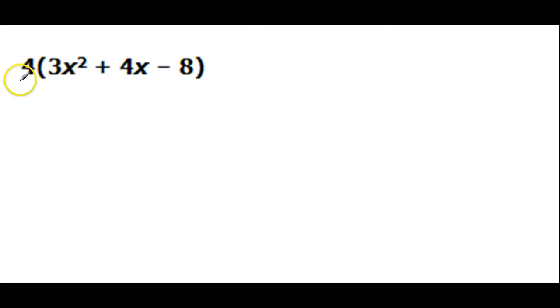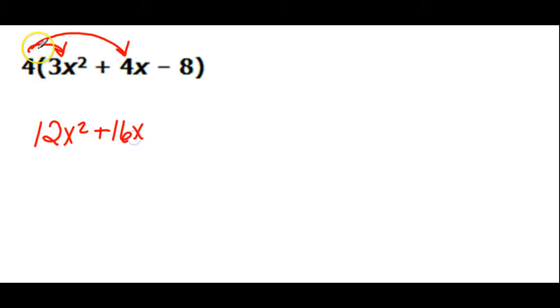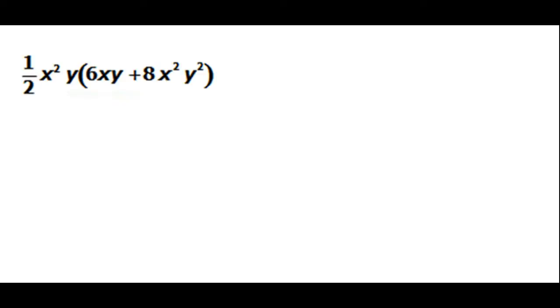This example multiplies a monomial times a trinomial. And again, this is a concept that you've done before. It's just the distributive property. So the 4 is going to be multiplied by the 3x squared to give me 12x squared. The 4 is going to be multiplied times the 4x to give me 16x. And the 4 is going to be multiplied by the -8 to give me -32. Just check to make sure that you don't have any like terms that you can combine.